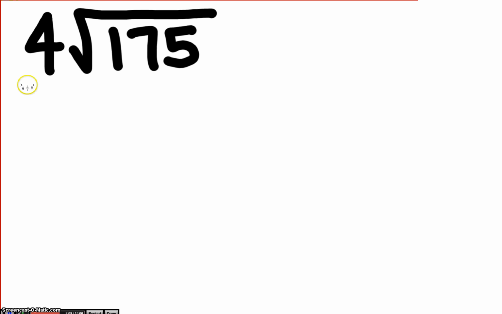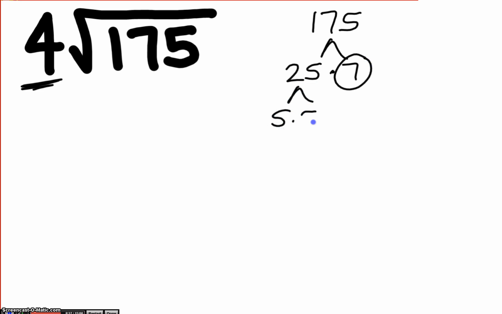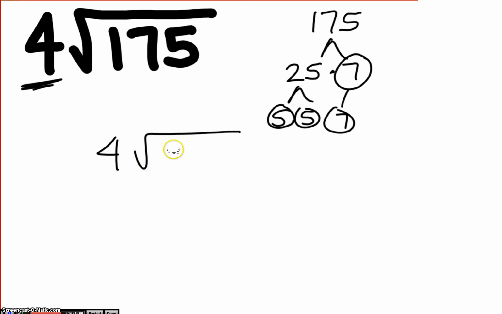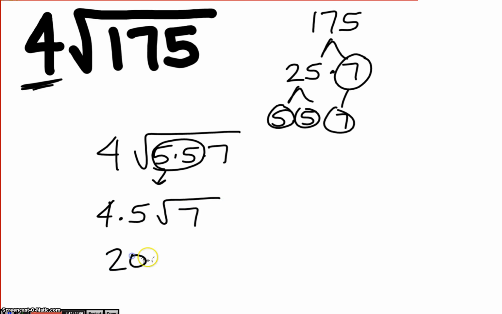Next example, you'll notice that you already have a perfect square on the outside. So we need to take the prime factorization of 175. I know I have a 5, but I also know 25 can fit in there. So 25 can go in 175 7 times. 7 is prime. This is 5 times 5. Bring down my 7. Once I have all primes, stick it under the radical. 4 square root of 5 times 5 times 7. Perfect square, so you can pull it out. 4 times 5, square root of 7, so you have 20 square root of 7 as your simplified version.